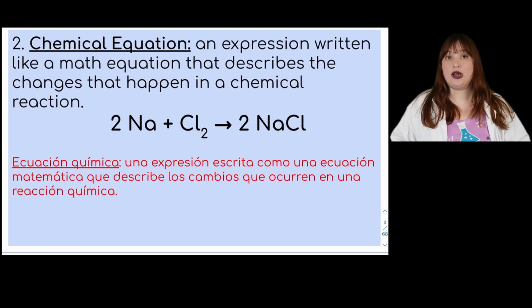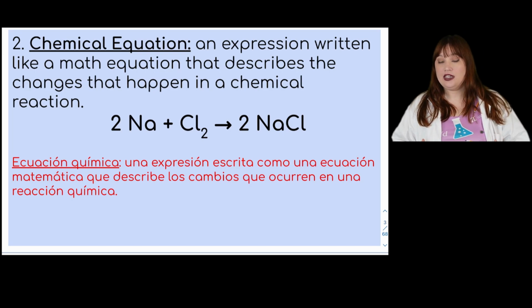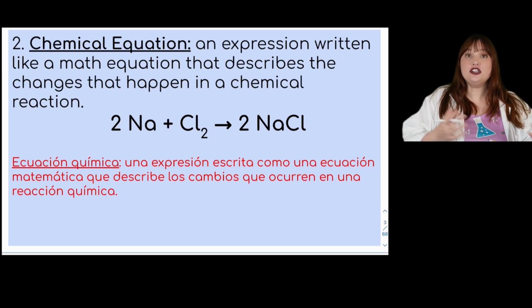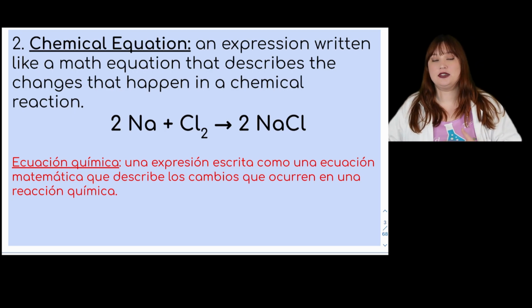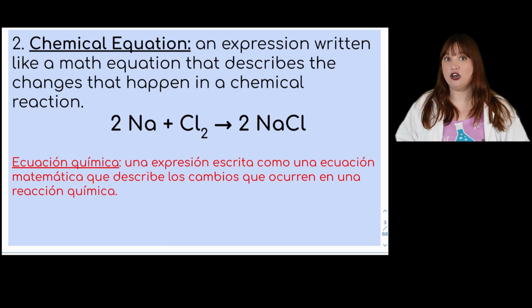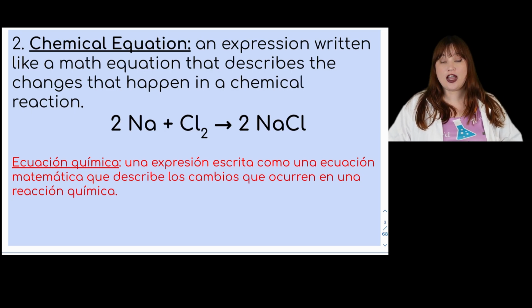Whenever we think about chemical reactions, we need a way to represent them. Conveniently, we have elements and compounds that we've been learning about already in chemistry, and we know how to represent the number of atoms in those elements and compounds. Let's put those all together to make something called a chemical equation. A chemical equation is an expression written like a math equation that describes the changes that happen in a chemical reaction.